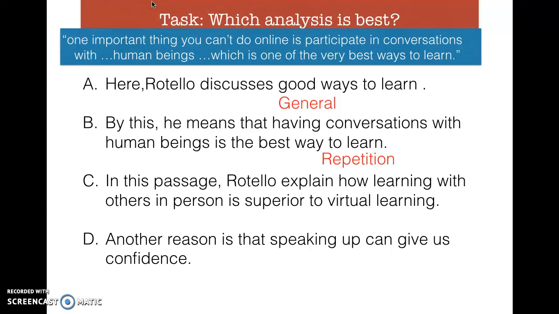How about C? In this passage, Rotello explains how learning with others in person is superior to virtual learning. Okay, that looks okay. All right, that looks fine. That's a good analysis because you're kind of commenting or rephrasing what the author has said. The last one is not good because it just moves on to the next point. It doesn't comment on the quote itself. So make sure that you're not being too general, make sure that you're not just repeating the quote, and make sure that you're not moving on to the next point.